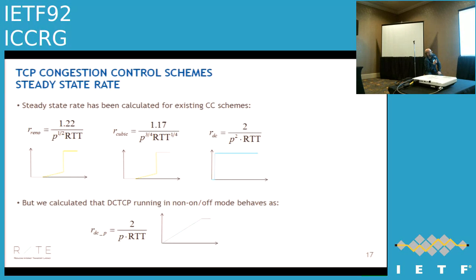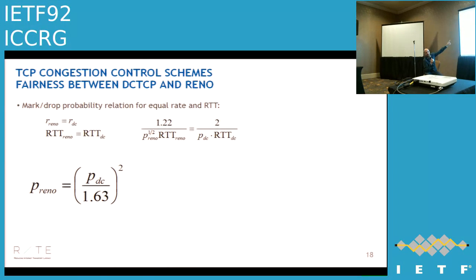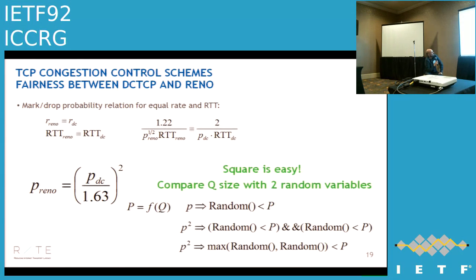In the next slide, you see if we want to have the rates the same, and we assume the round trip times are the same because they share the same queue, we can simplify the equation and we get this simple equation that the marking probability must be divided by 1.63 and then squared to get the Reno drop probability. Slide. Fortunately, squaring a probability is very simple.